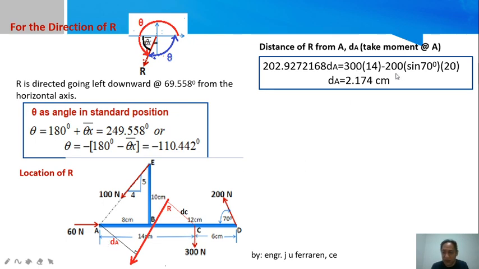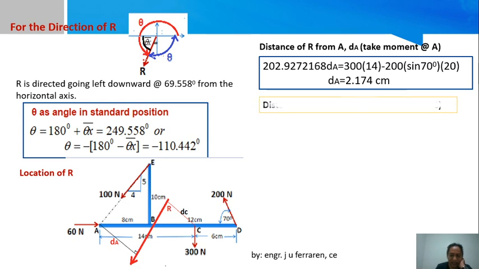Now, this one, 200, is this one. It has a vertical component and a horizontal component, but it's good because the horizontal component has a line of action also passing through A. So, 200 with the vertical is opposite to 70. I'm using the sine of 70. The total distance here is 20. Okay, so just take the sum, and I have my dA. It comes out to be positive, and what is the significance of the positive sign? That means that this is the correct direction, or location, of your R with respect to A.